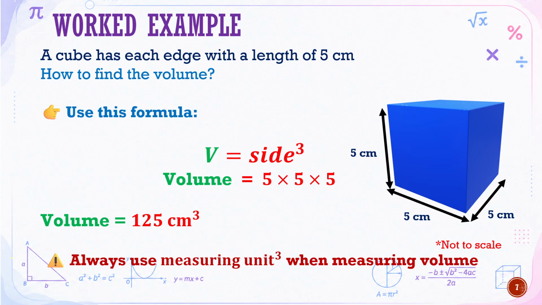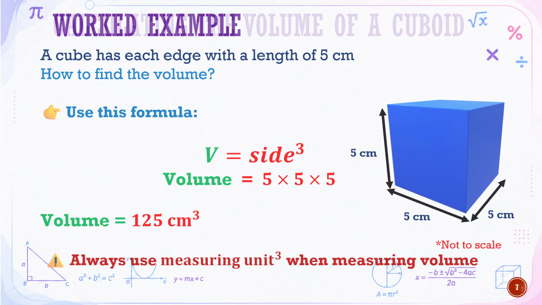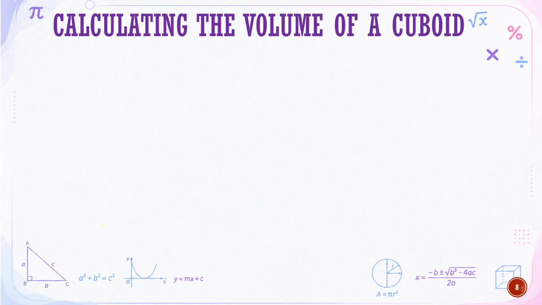All right. Remember, when we ended up calculating the area, the units are going to be squared, right? So we used to call it like square centimeter, square meter, something like that. But when it comes to volume, the measuring unit of volume will always be in the form of cube. So when we calculated the volume of this cube having 5 centimeter edges, it is 125 cubic centimeter.